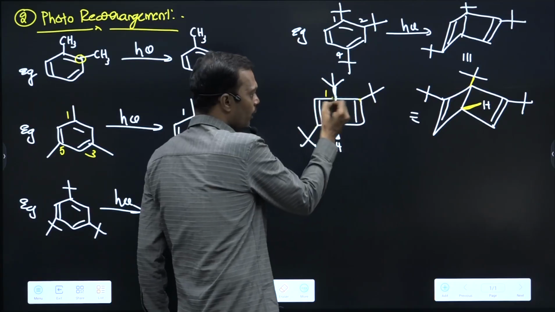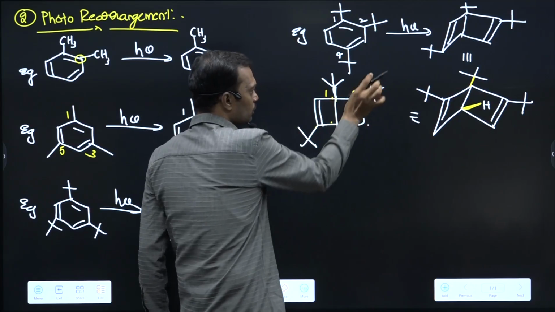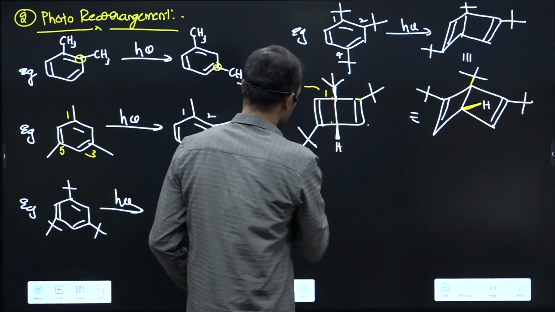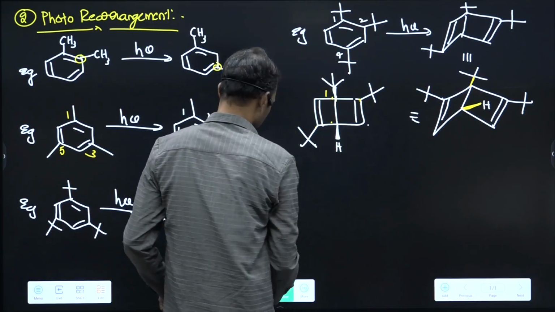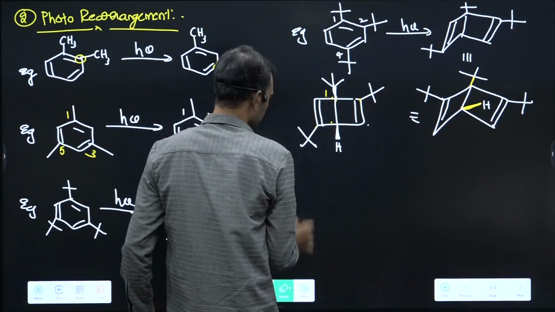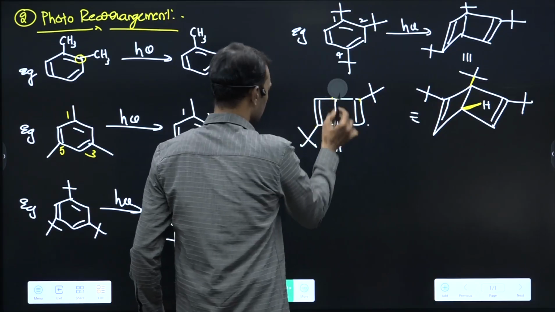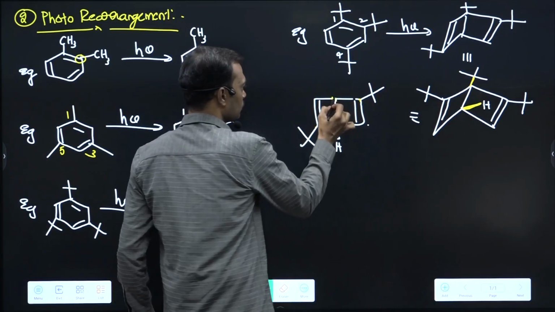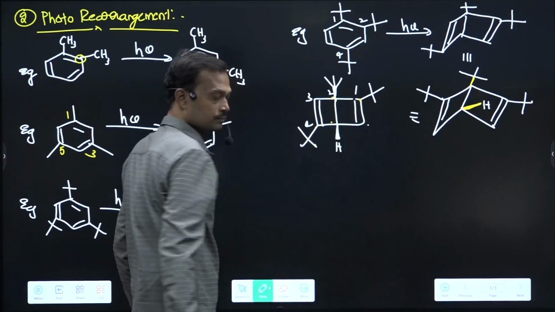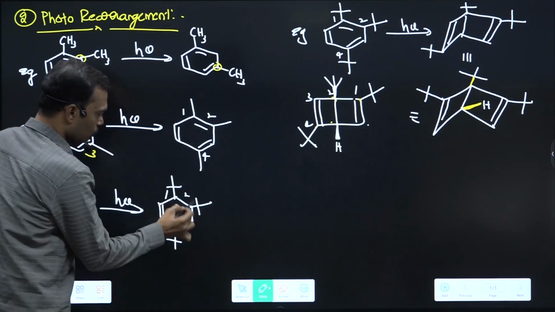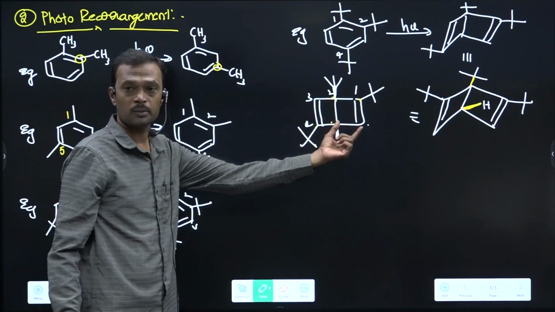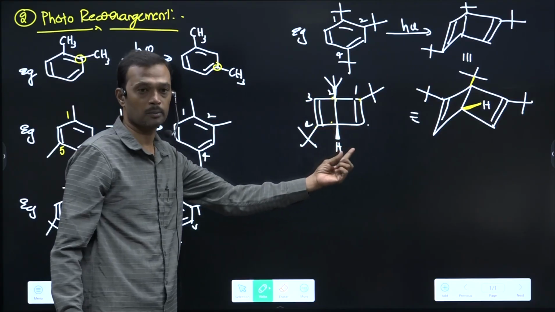So I can say 1, 2, so you can start giving numbering from here. This is a thick line, tertiary butyl. Here 1, 2, 3, 4 like this. If this is photochemically irradiated, you will get a Dewar benzene like this. This structure you need to remember.